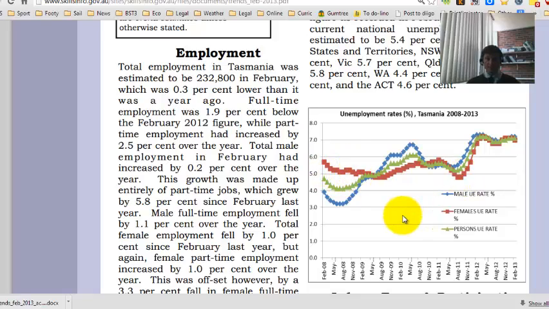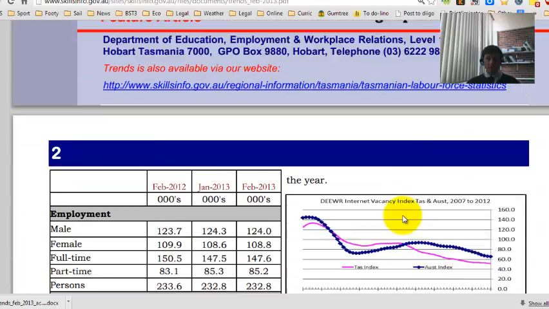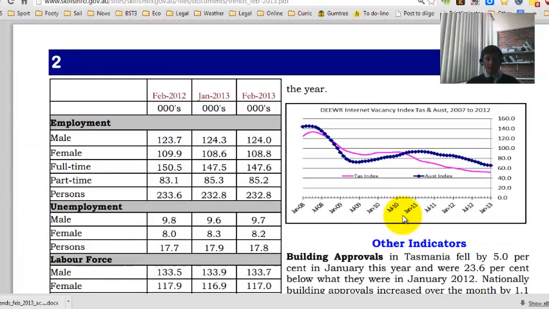There's some other good information here, talking about the internet vacancy index rates between Tasmania and Australia. You can see that the vacancy rate for Tasmania is at a lower rate than it is in Australia, which implies that there's less jobs available in Tasmania than all of Australia.